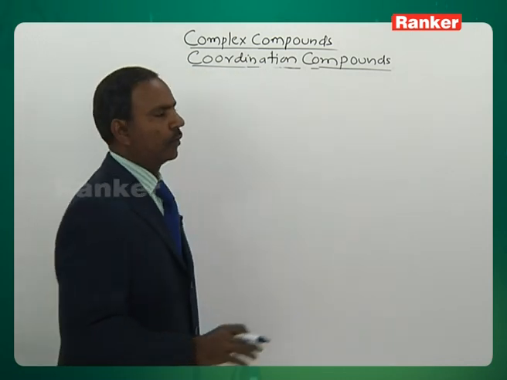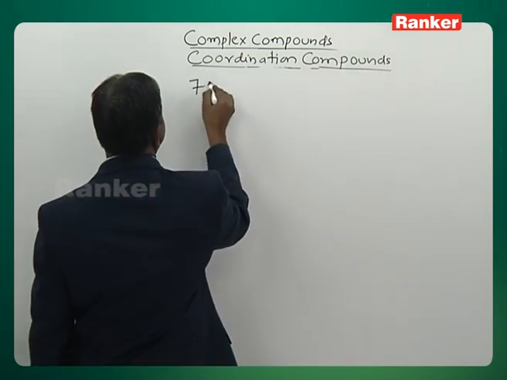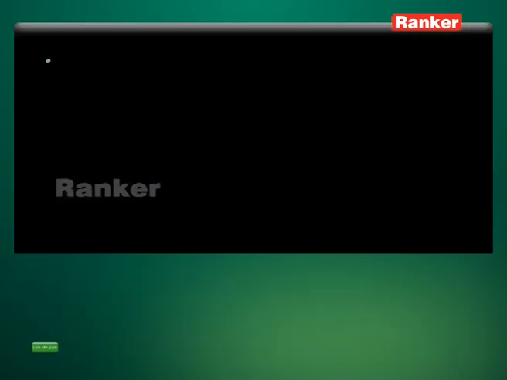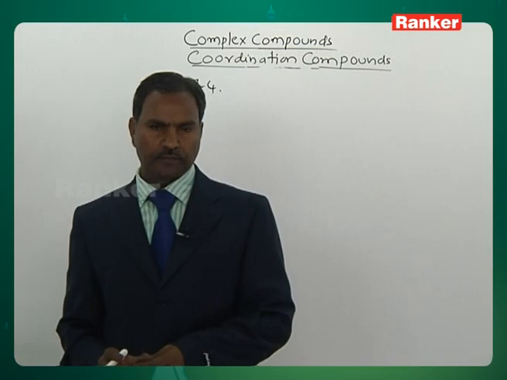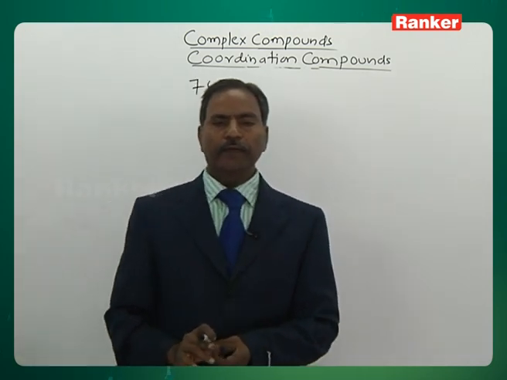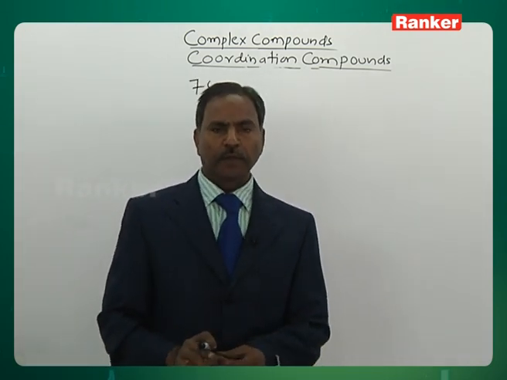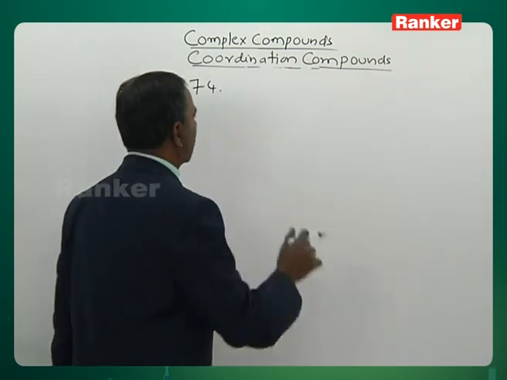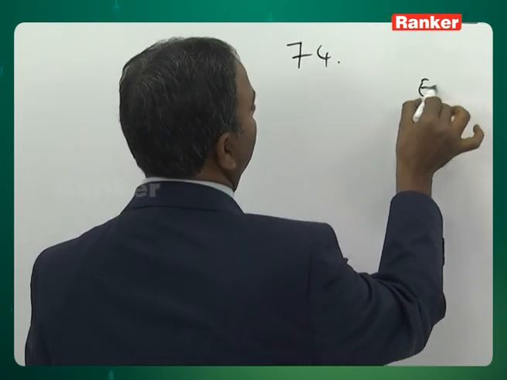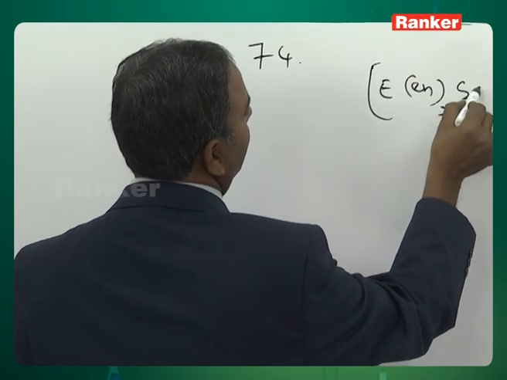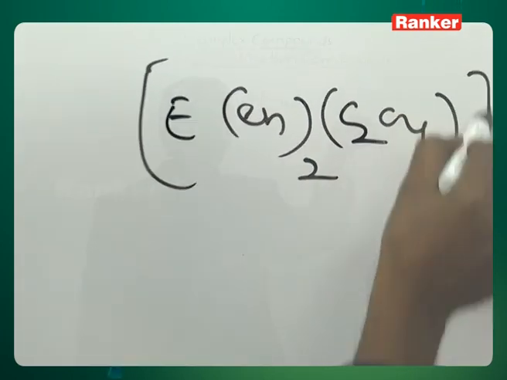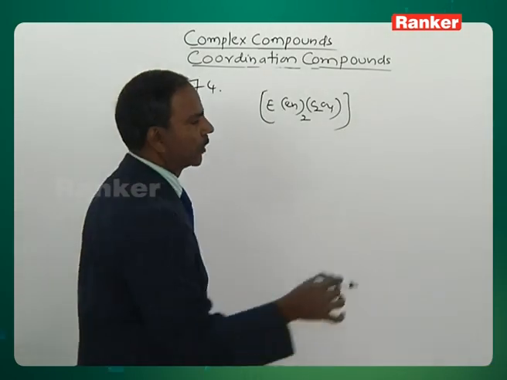Question number 74. The coordination number and oxidation state of element E in the complex [E(en)2(C2O4)]NO2, where en is ethylene diamine, respectively. Element E is said, we agree. Then en is taken twice and C2O4. But the anion is given as NO2.